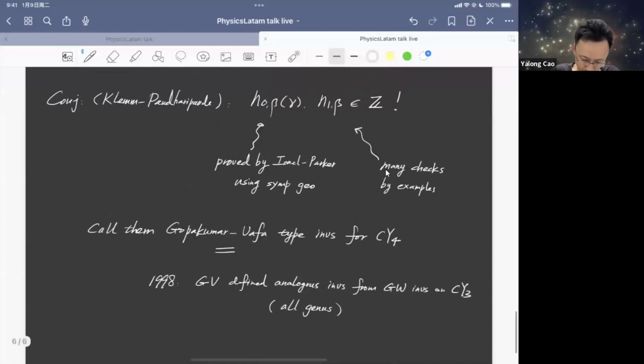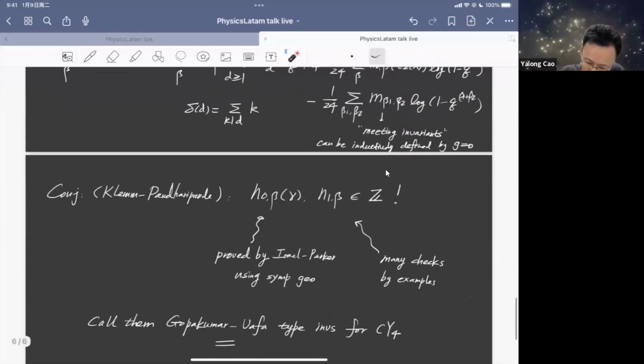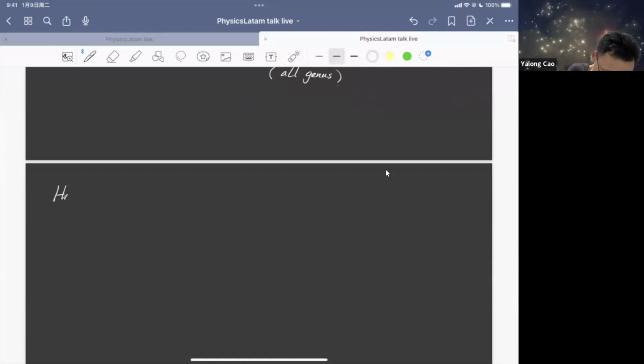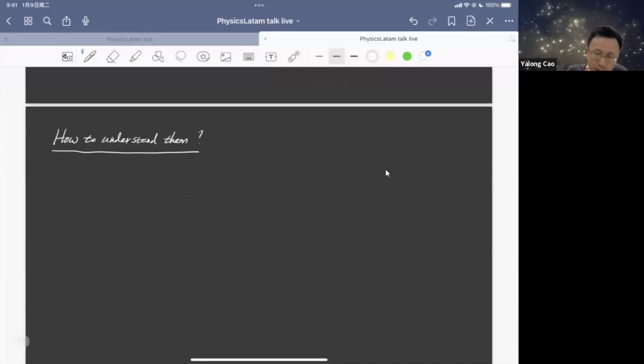So now I want to give you a geometric understanding of how to see these two series of numbers. Also, you can see the meeting numbers in the picture. So the question is how to understand these things. The key thing is that we should consider the so-called ideal Calabi-Yau four geometry.